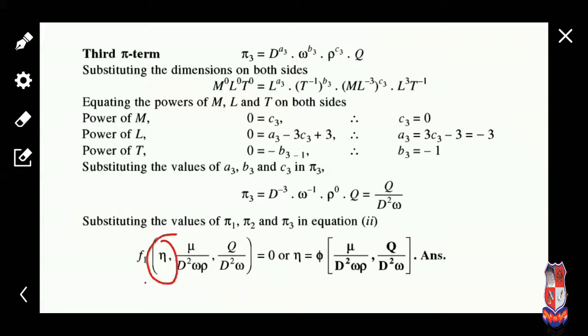Now we have to find the expression for efficiency. So efficiency is on one side of the equal sign, and the other pi terms are on the other side, with a constant. This is the relational equation.